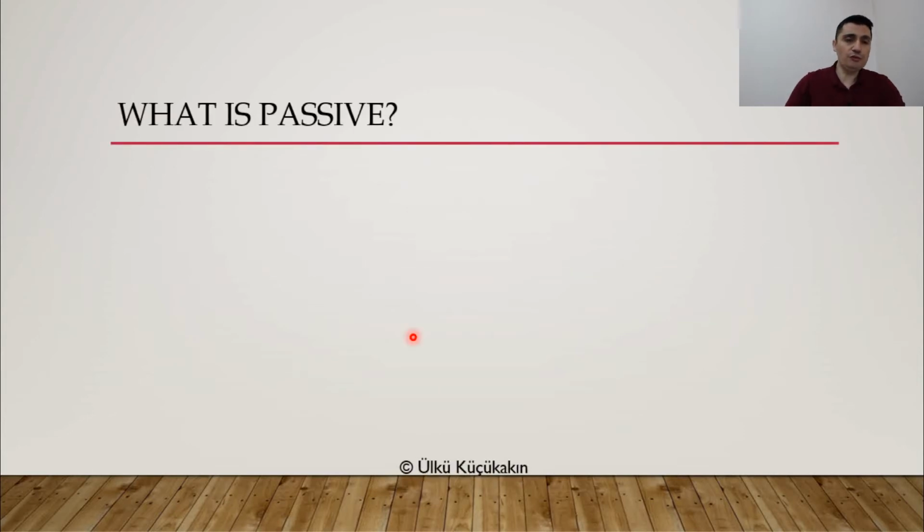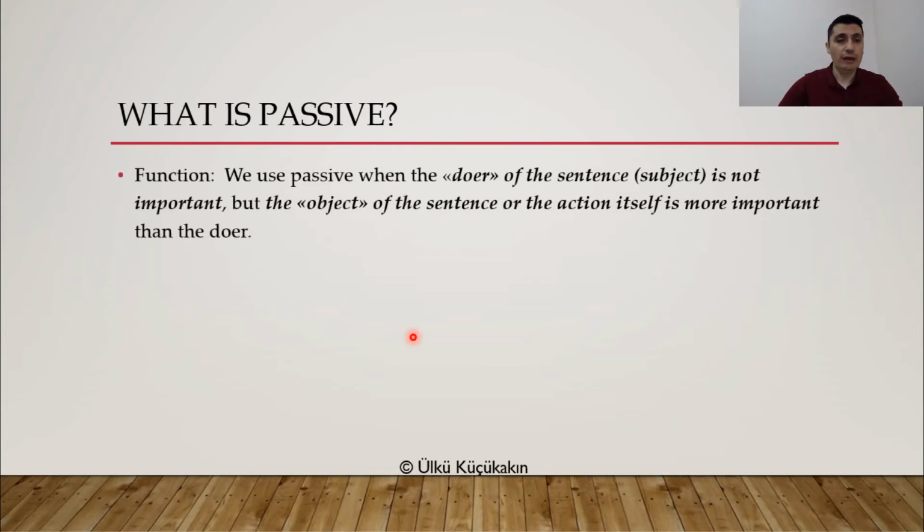So, let's firstly talk about what passive is. So what is passive or what is passive voice? Some grammar books name this grammar point as passive voice, okay? And you can simply say passive. So what is passive? Now, we use passive when the doer of the sentence or subject is not important.